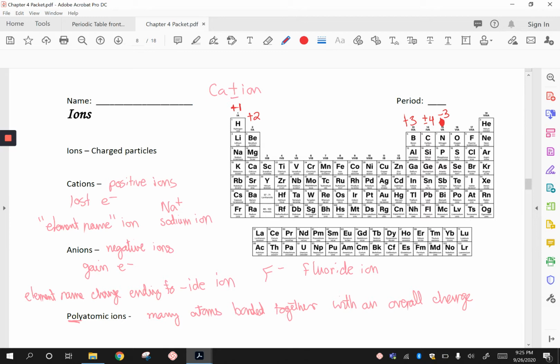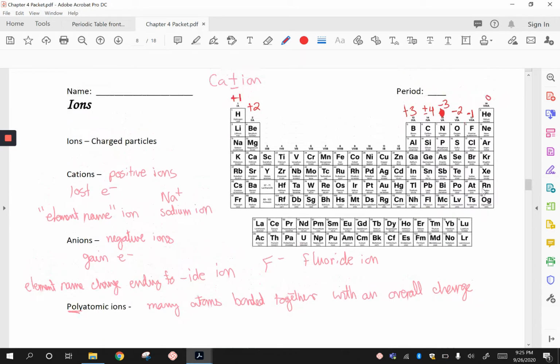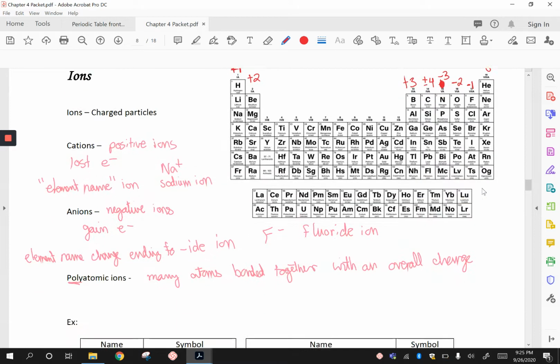The oxygen family has 6 valence electrons, easier to gain 2 than it is to lose all 6, so it becomes -2. The halogens, the fluorine family, they have 7 valence electrons. Much easier to gain 1 than it is to lose all 7, so they become -1. And then the noble gases usually don't really lose or gain electrons because they're already stable. So we're going to use this to be able to tell what the charge is of different elements.